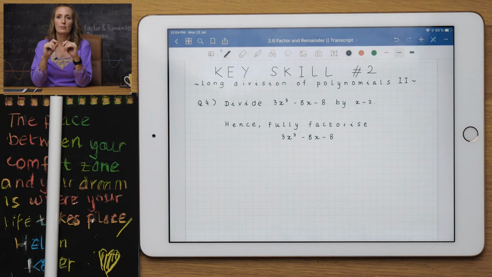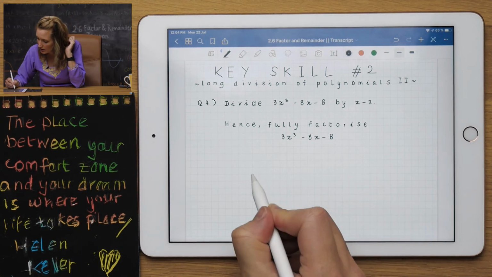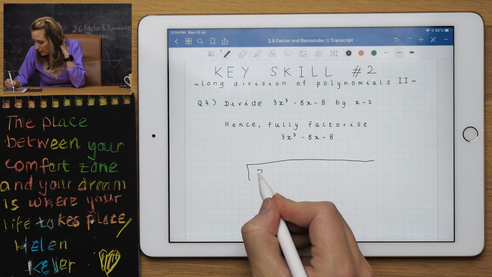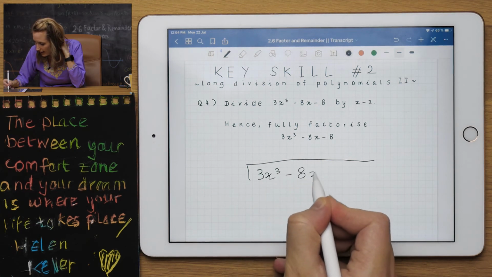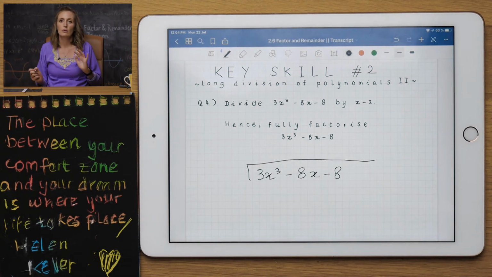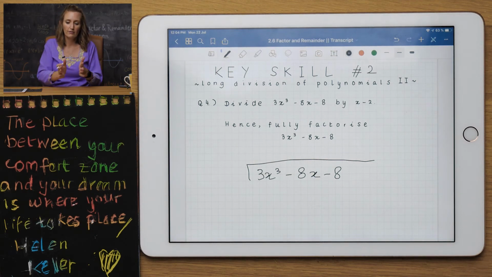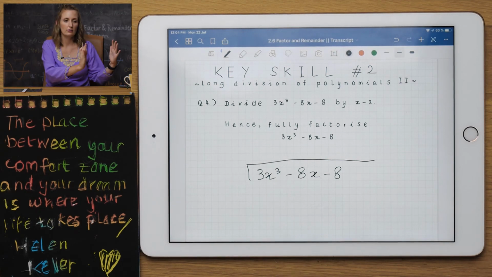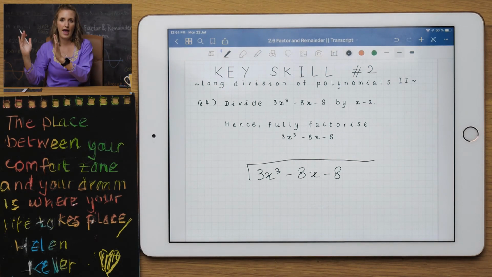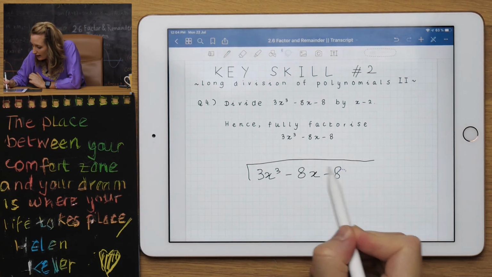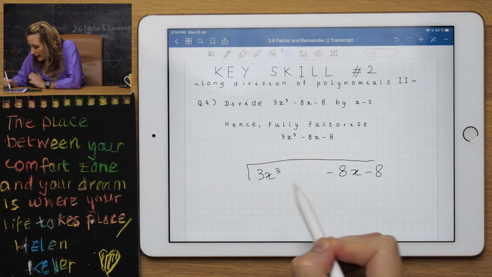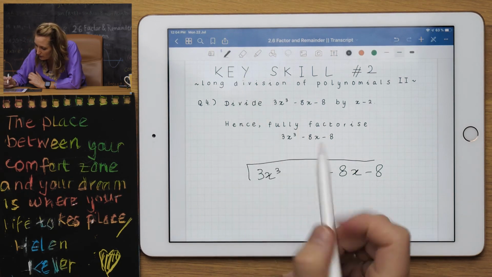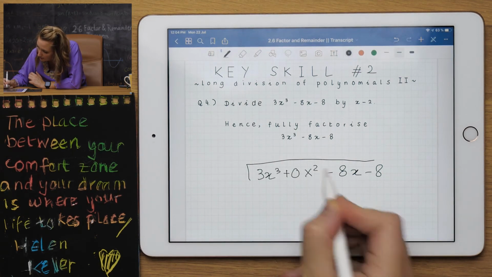In example 4, we're going to be looking at dividends or divisors, it could work either way, that have missing terms. So what I decide as a missing term is, if I was putting this here and I put 3x cubed minus 8x minus 8, I'm going to run into a lot of problems. You want to have a column for each power. So for example, if your highest column is x cubed, you want to have x cubed, x squared, x, then your number. So you can see here, you haven't got anything in the x squared section. So what I do is I put in a 0x squared here.